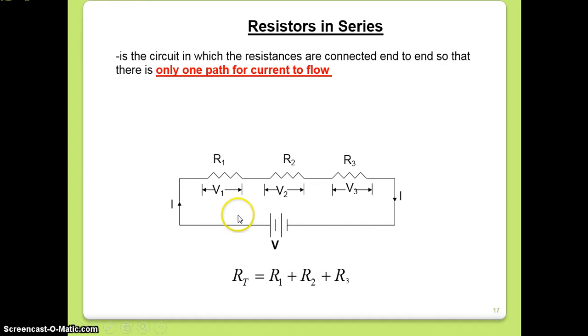The total resistance of a series circuit is calculated by the very simple rule, that is R total is equal to R1 plus R2 plus R3.